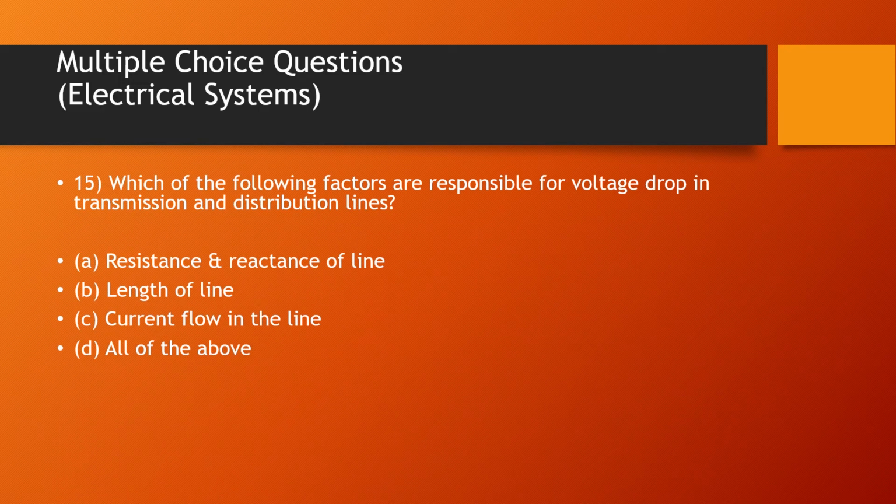Now coming to the next question, which of the following factors are responsible for voltage drop in transmission and distribution lines? Option A is resistance and reactance of line. Option B is length of line. Option C is current flow in the line. Option D is all of the above. And the answer to the question is option D, that is all of the above.